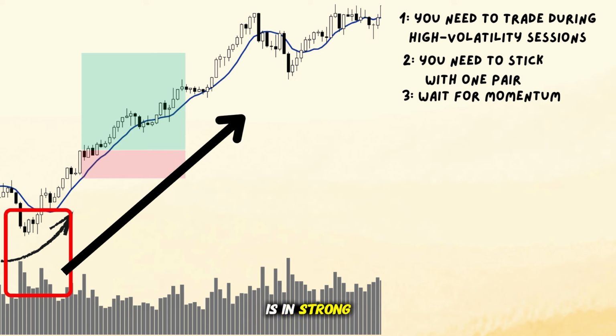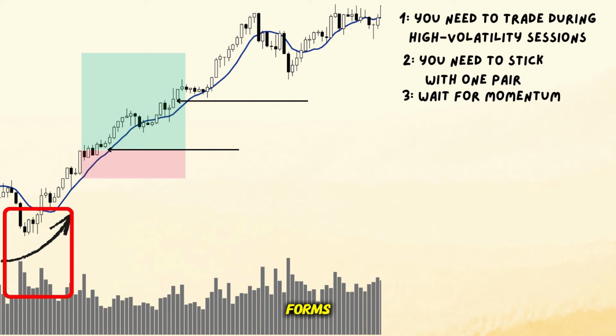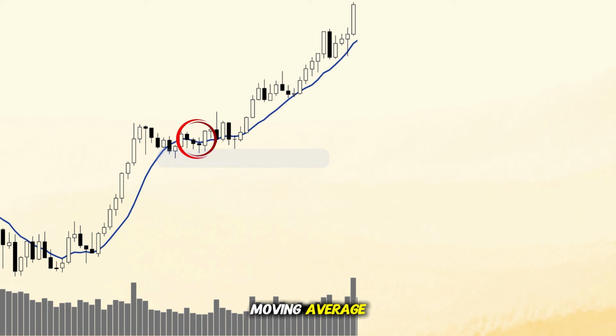If the market is in strong momentum, you should enter the trade right after the morning star pattern forms. Don't wait too long. But if the market is pulling back toward your moving average, then you need to wait for at least a 50% retracement, somewhere around the middle of the morning star pattern, before entering your trade. That gives you a safer entry with better risk to reward.